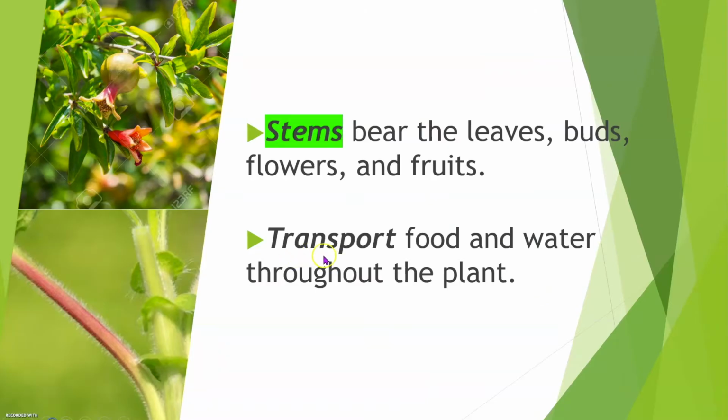Also, stems transport food and water throughout the plant. So we know that the leaves produce food by means of photosynthesis. Once they produce the food, they will pass it on to the stems to bring throughout the plant. Same with the roots in the soil. When they take up the water and the minerals or nutrients, they will also pass it on to the stems to bring it throughout the plant. Okay, that is the stems.